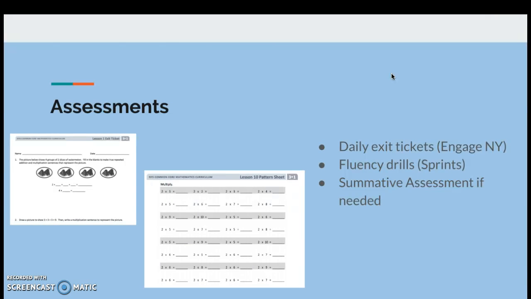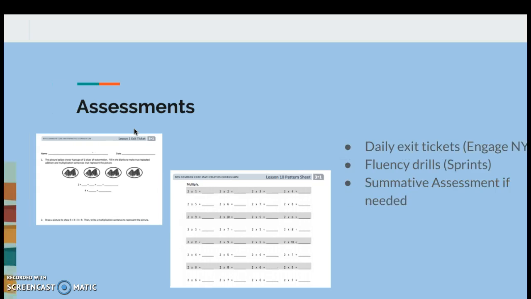Assessments that will be given are daily exit tickets through Engage New York, and the fluency drills, also known as sprints, also from Engage New York. Daily exit tickets, such as the one on the left here, typically cover only one skill or standard and are quick 5 to 7 minute assessments. Fluency drills or sprints are typically 1 to 2 minute pattern sheets or multiplication or division assessments. A summative assessment will be given if needed and if determined by the teacher.